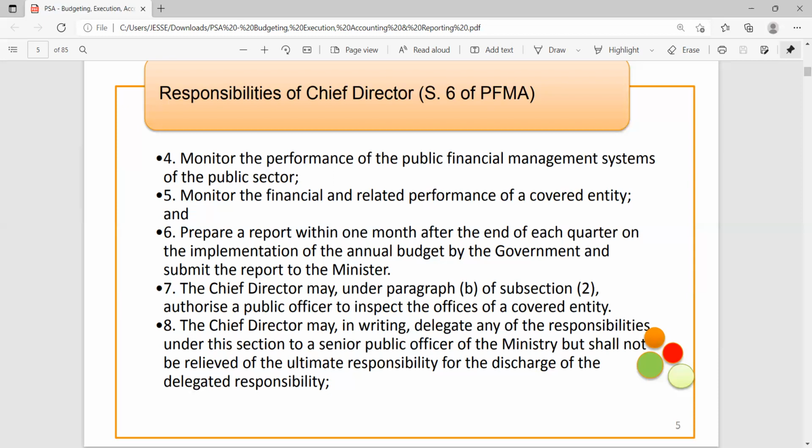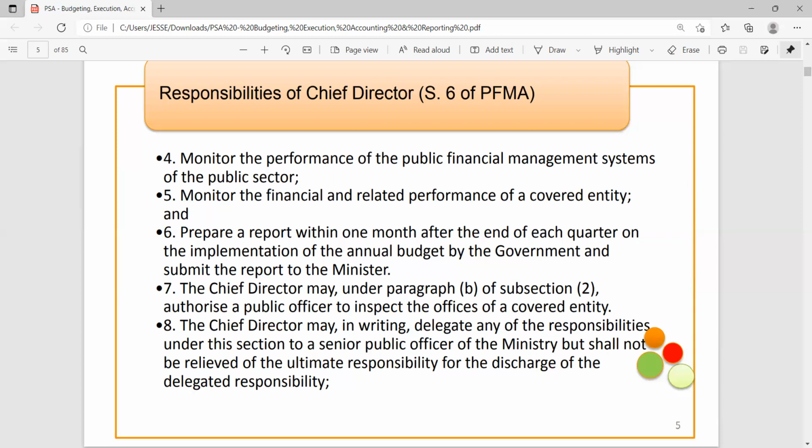Number 7, the chief director may, under paragraph B of subsection 2, authorize a public officer to inspect the offices of a covered entity. So the chief director has the power to authorize a public officer to inspect the offices of a covered entity, right? Any entity that the minister has purview over in terms of financial matters or financial issues.